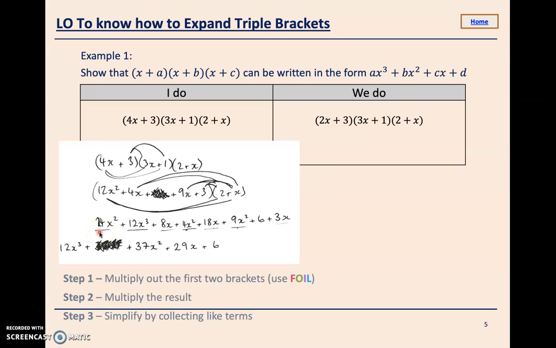Now let's look at our x squareds. We have 24 of those, another plus 4 here, so we have 28, and then we have 9, so we have 37 in total. We then collect the x's. We have 8x, 18x, that's 26x, and 3x gives us 29. And then finally, underline the 6, we have just the 6 left. So if you can pause the video now and try the we do.